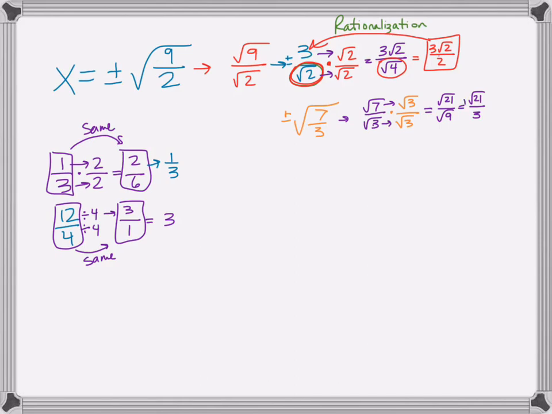So my answer, plus or minus radical 21 over 3, is the same as this answer right here. They're the same thing, I just wrote it a little differently. The difference is I got rid of the radical in the denominator because I used a process of rationalization. So that's just a tutorial on how rationalization works.